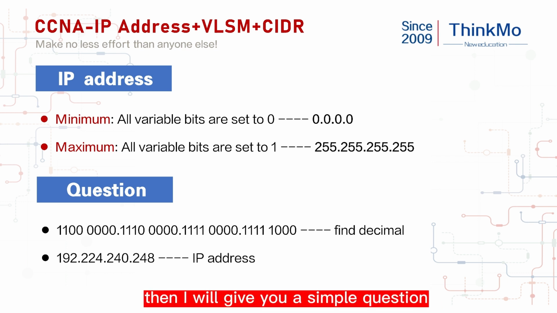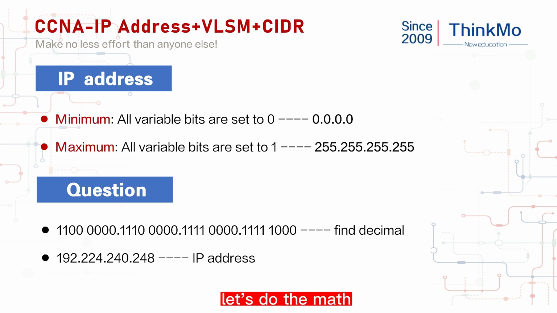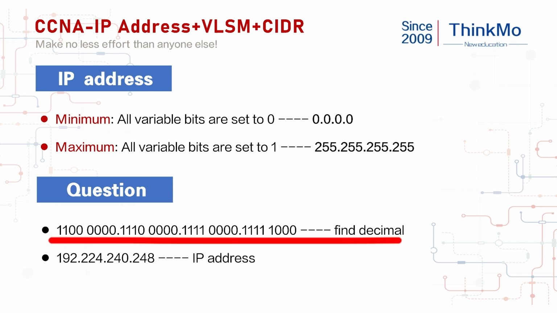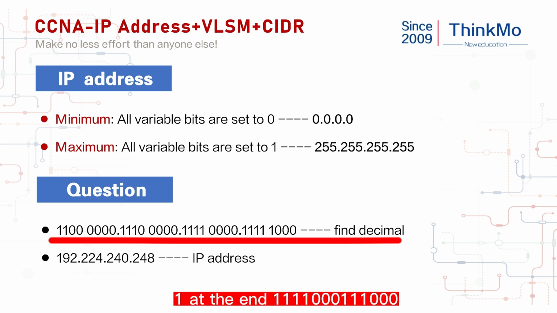Then I will give you a simple question. Let's do the math. And this question is also related to the content of the next part. Let's take a look. 11000000. This is the first. 11100000. Then 11110000. And the last one, 11111000. Now it's binary.